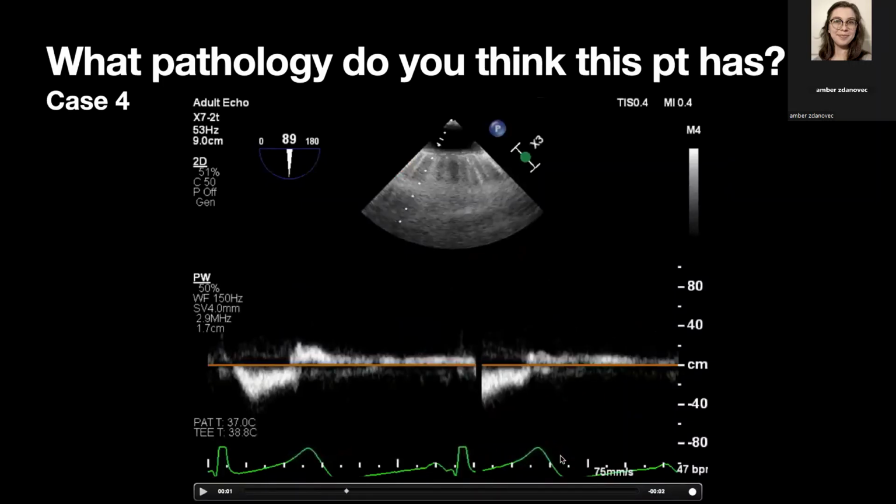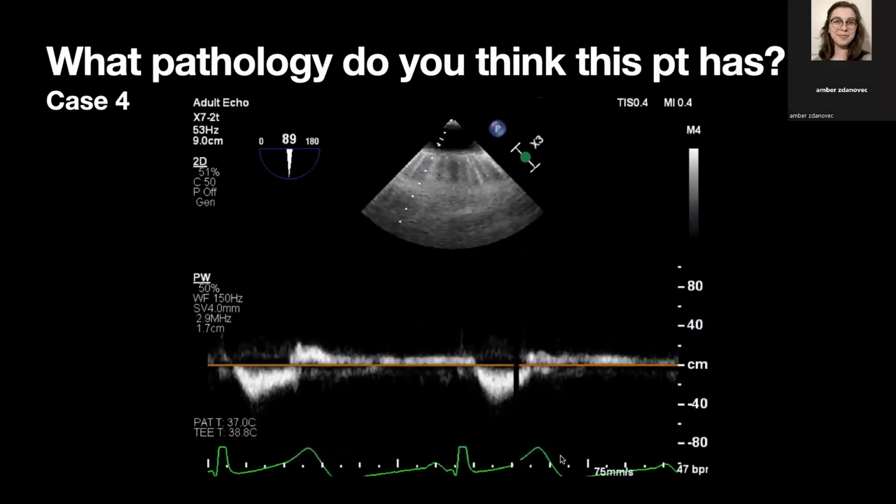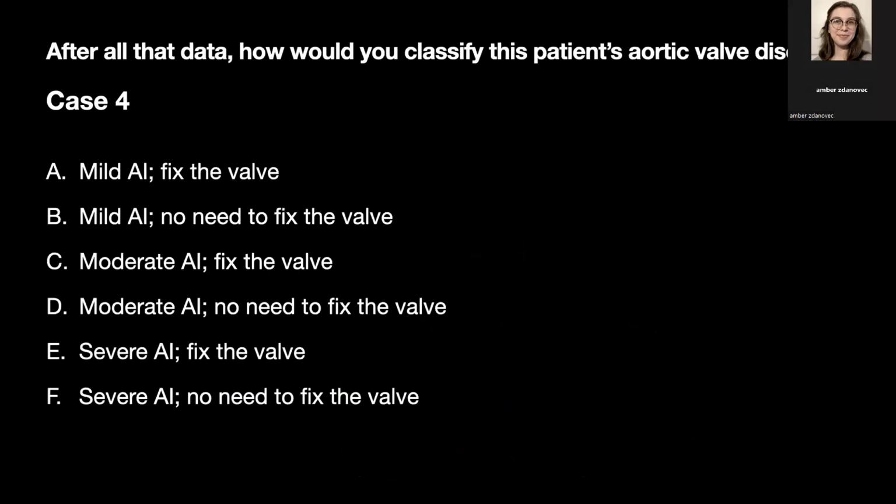All right, so now you have one parameter that says severe. You have one parameter that says mild. You have one parameter that says moderate. What do you want to do? Yeah. But moderate. You can say that because, are they symptomatic?